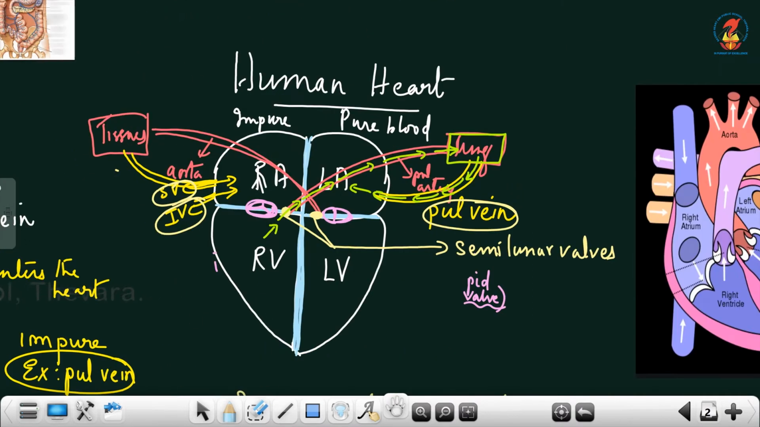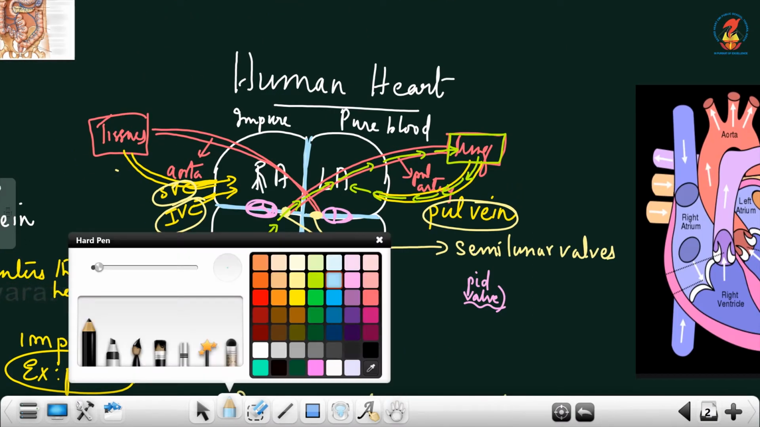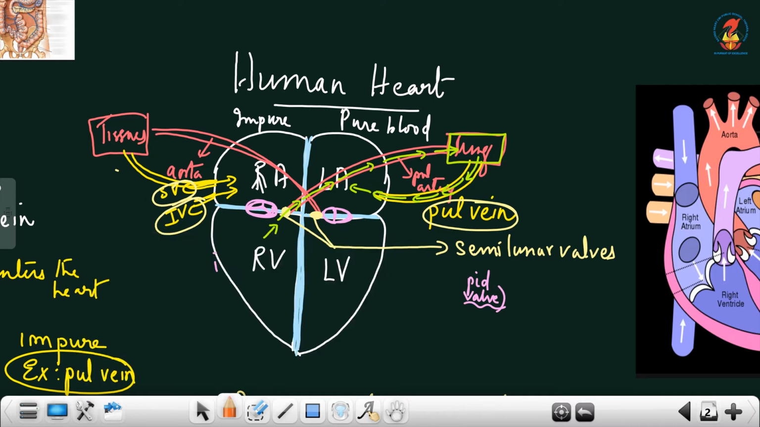Now I am going to show you the systemic pathway with orange color. Systemic pathway starts with the left ventricle. From the left ventricle, the pure blood via the aorta goes to the different tissues, and in the tissues cellular respiration takes place, and the deoxygenated blood is collected back or returned to the heart via the superior vena cava and inferior vena cava. It has drained into the right atrium.